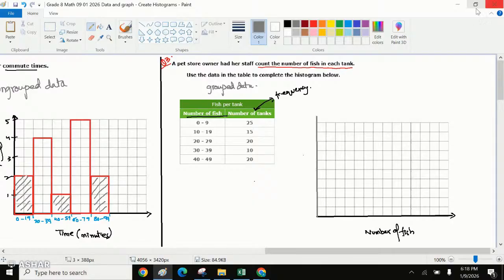So let's see what gaps can we take. We need to go till 25, right? Because the highest frequency is 25. So this will be represented by number of tanks on the y-axis, okay? So what we can do is we can say 0 to 9. This is 10 to 19, right? This is 20 to 29. This is 30 to 39. And the next one is 40 to 49, right?